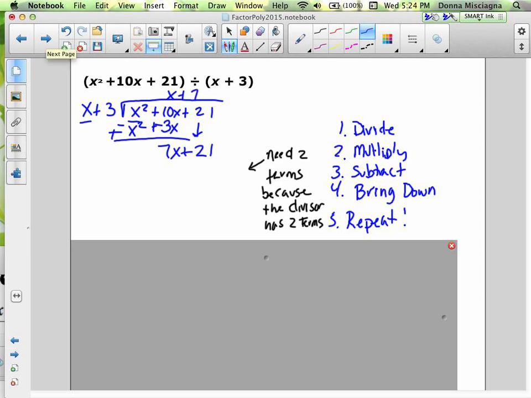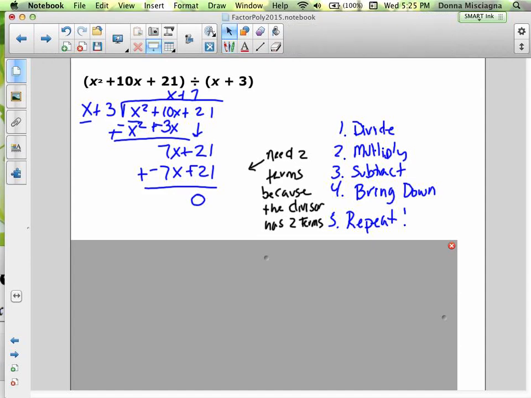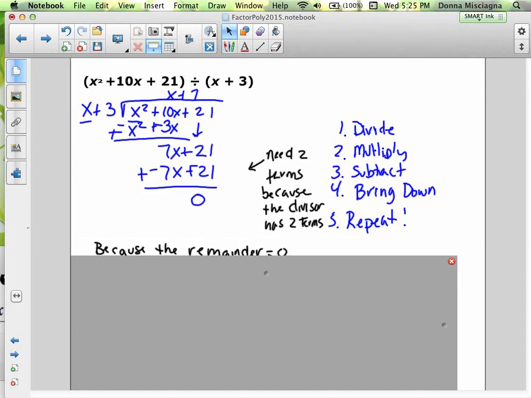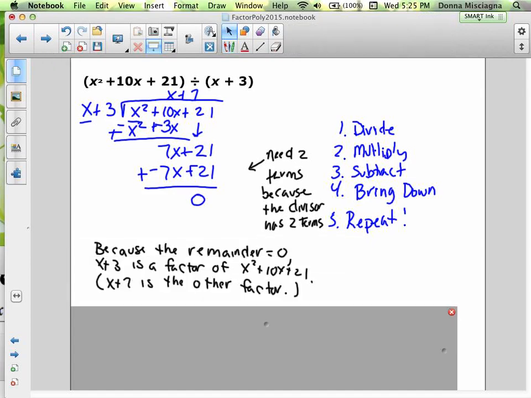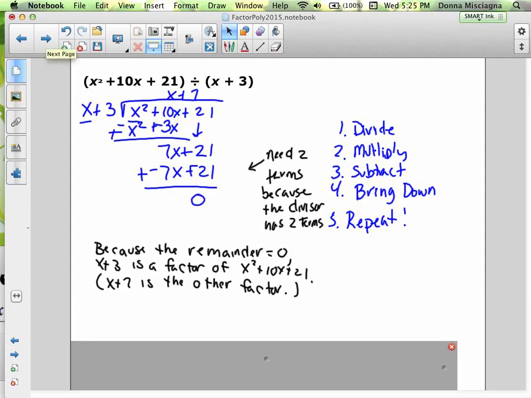Right? 7 times x is 7x. 7 times 3 is 21. And then I subtract, which means to add the opposite. 7x minus 7x is 0. 21 minus 21 is 0. So no remainder here. And because the remainder is 0, x plus 3 is a factor of x squared plus 10x plus 21. And of course our answer, x plus 7, is the other factor.